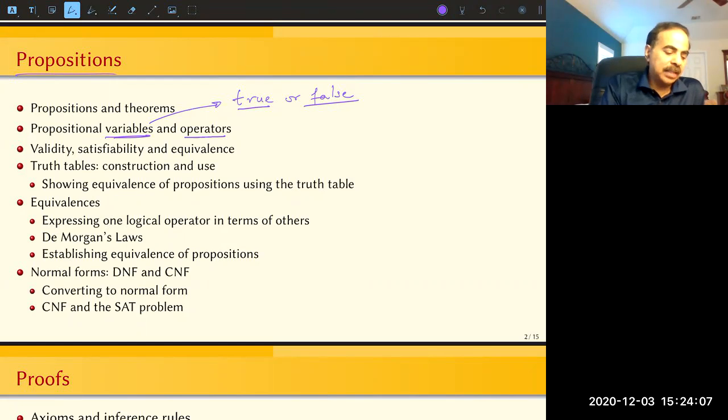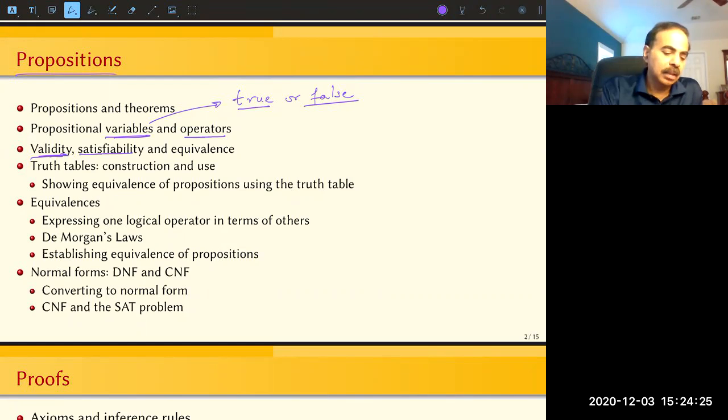And based on that, we define the notions of validity, which means that the formula is true for all possible values of the variables in it, right? Satisfiable means there exist some values for these variables for which it is true, right?